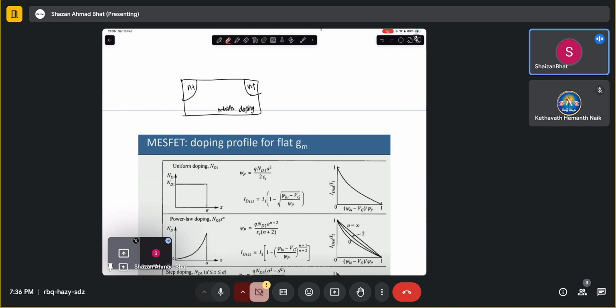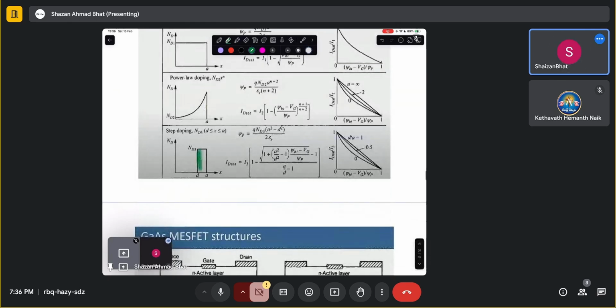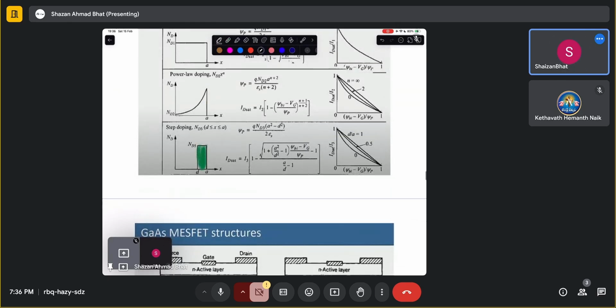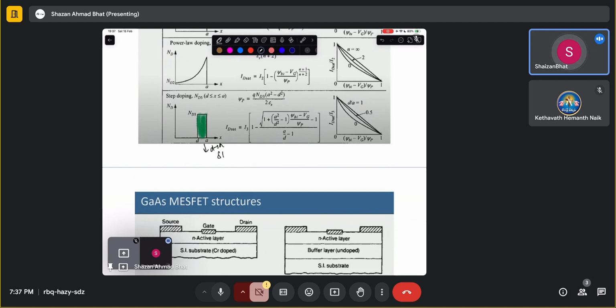If you have uniform doping, then you have ND uniformly present throughout. If you have exponentially increasing doping, then the doping looks something like this, going from 0 to A, and reaches its maximum at this particular point. If you have delta doping, then it is present here as a delta function. That's what is shown here. If D tends to A, it will be a delta function of, let's say, X.